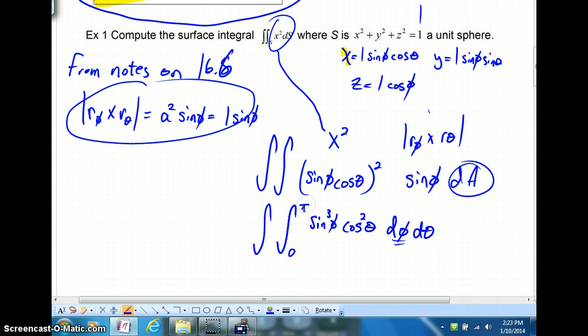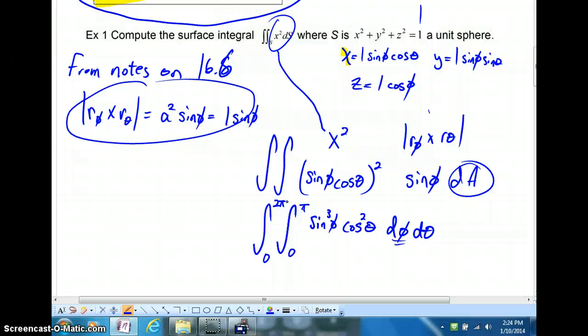0 to pi, absolutely. How about for theta? We'll go from 0 to 2 pi. And for the sake of time right now, I'm going to try to streamline this, especially so we can make the video a bit shorter as well, and hopefully squeeze more in.